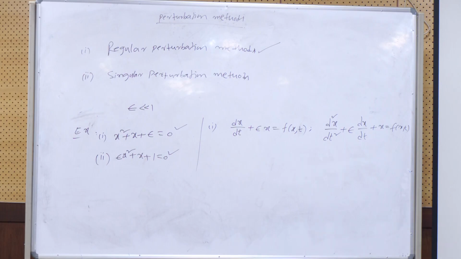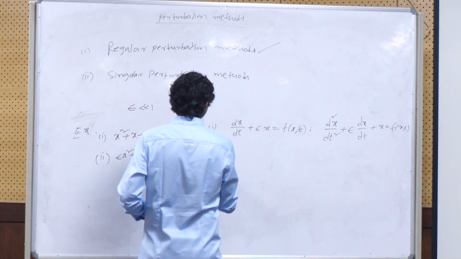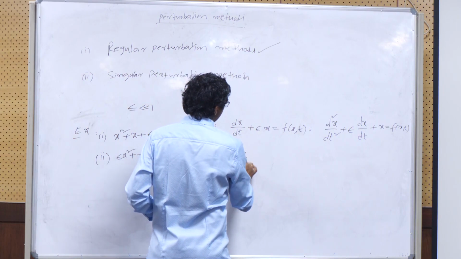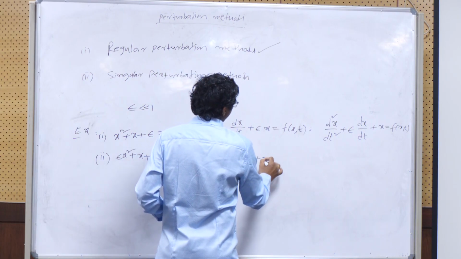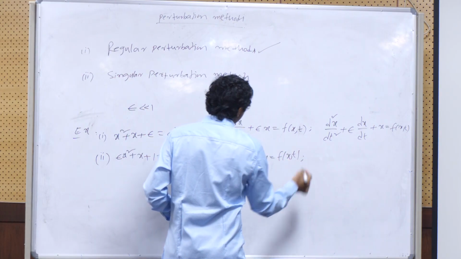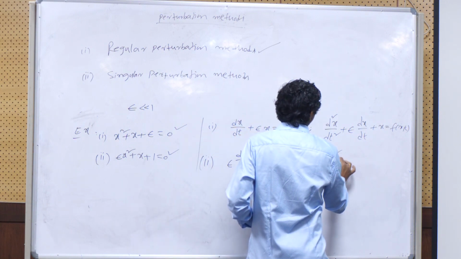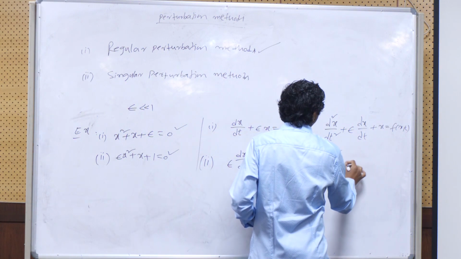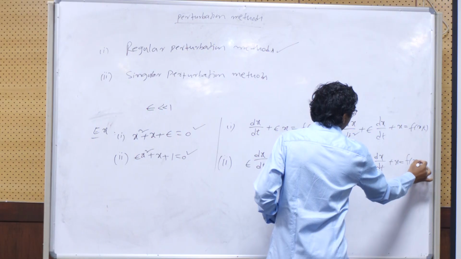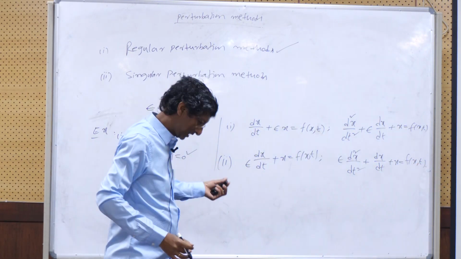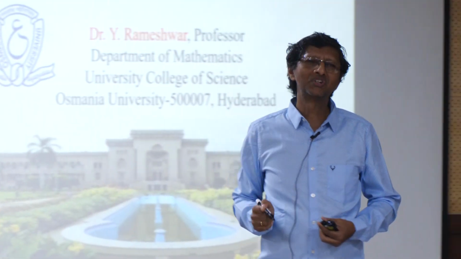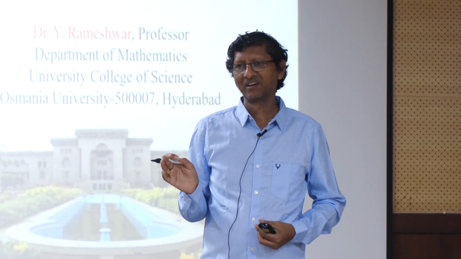Similarly, let us go to the next one, the case of singular perturbation problems. Say, for example, epsilon occurs as a quotient of the highest power. And another one: epsilon d square x by dt square plus dx by dt plus x is equal to f, a function of x comma t. Here, in the second example, a differential equation, epsilon is a parameter occurring as a quotient of the highest derivative of the equation, right?